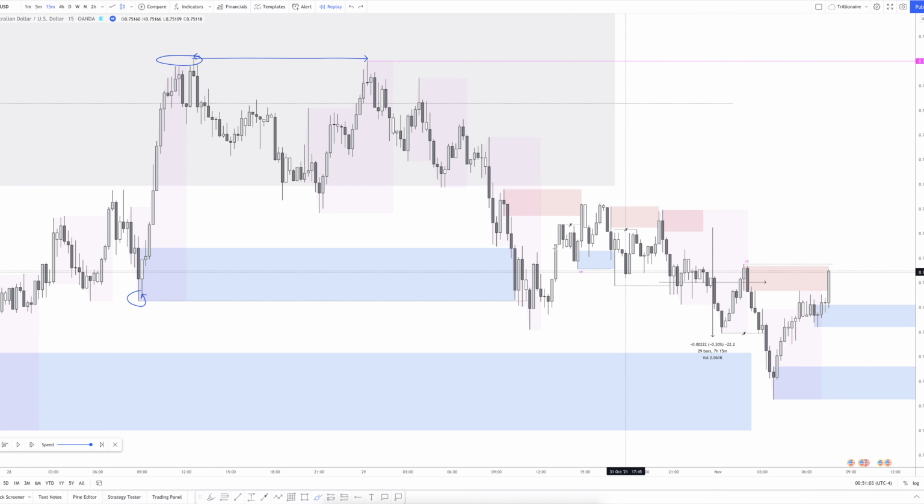So we know that there's a large amount of supply that comes into the market here that is responsible for this demand failing here. So this is going to be an area of interest that we could look at, right?